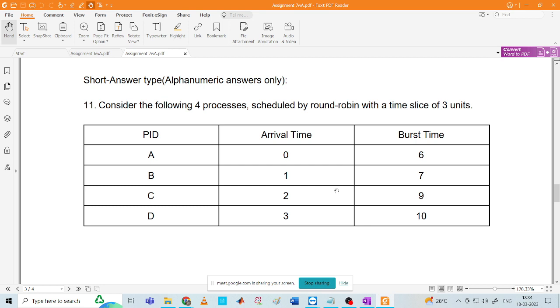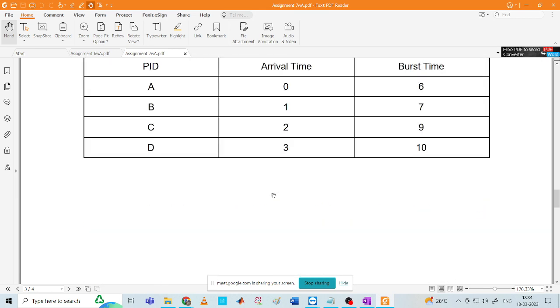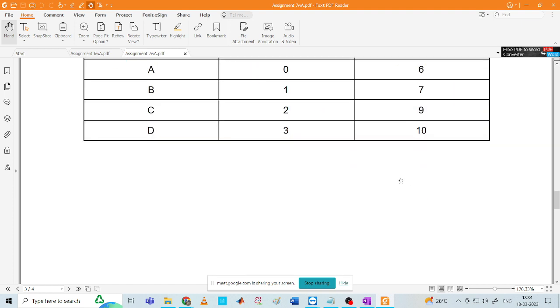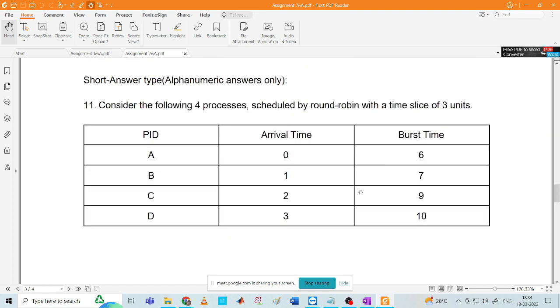Correct, absolutely. So what will be the waiting time of C? Not the completion time of C. Calculate the waiting time of process C. How much will be the wait time? Till 28? That means the starting time of the last slice, which is 25. Yeah, right.